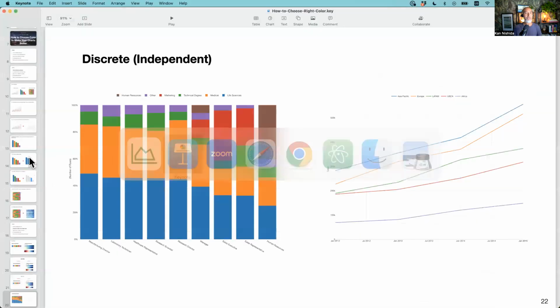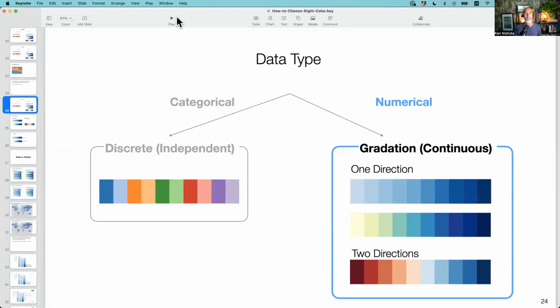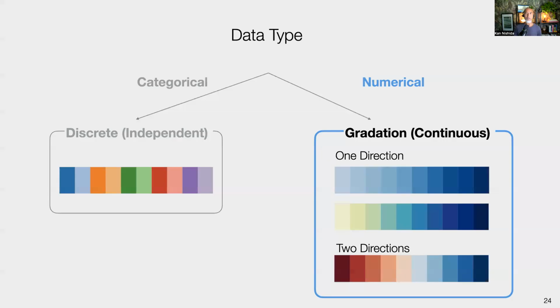Let's go to the next one quickly, since discrete is pretty simple. The next one is the gradation, the continuous color palette. This is for numerical variables or values, and this one has a slightly different variation.